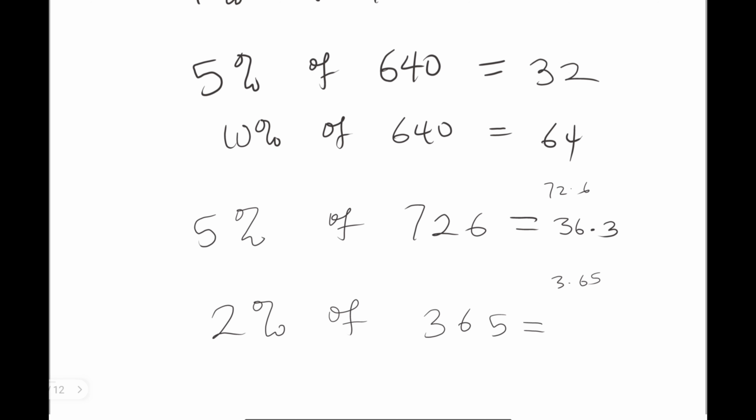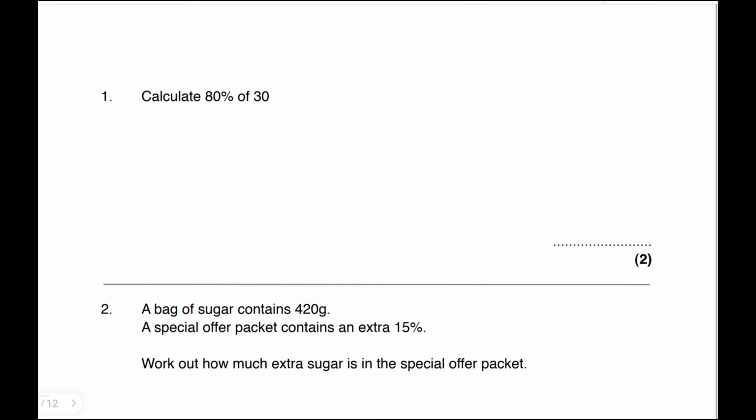So 2% of that is going to be 7.3. I hope that makes sense. Let's attempt the following question. Question 1. Calculate 80% of 30. 80% of 30 can be written as 8% of 300, which is the same thing as 8 times 3, which is 24.